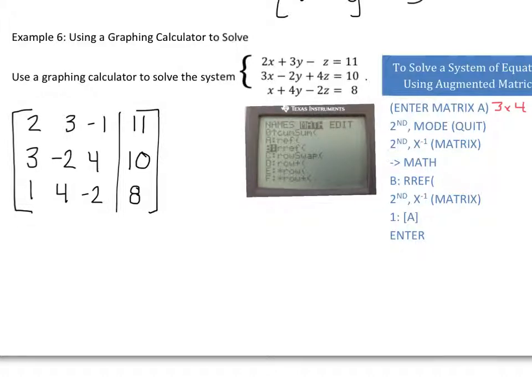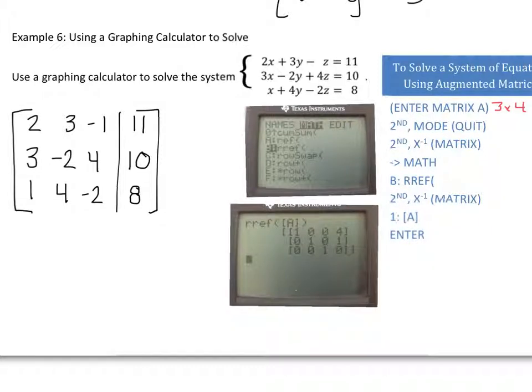And select B. It says RREF. Make sure you get the one that says RR, not just R. RREF. That stands for Reduced Row Echelon Form, which sounds like gibberish, but just go with it, okay? And then tell it to do that operation to matrix A. So go select matrix A, and when you press enter, it gives you all that. Okay, it should look like this.